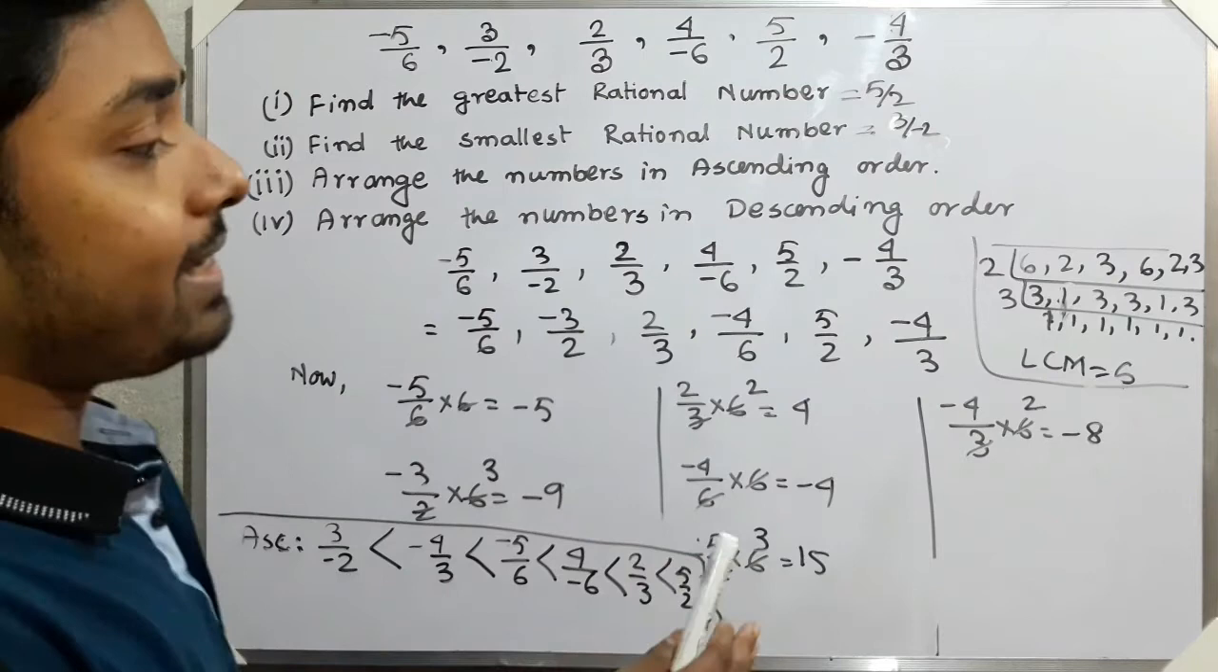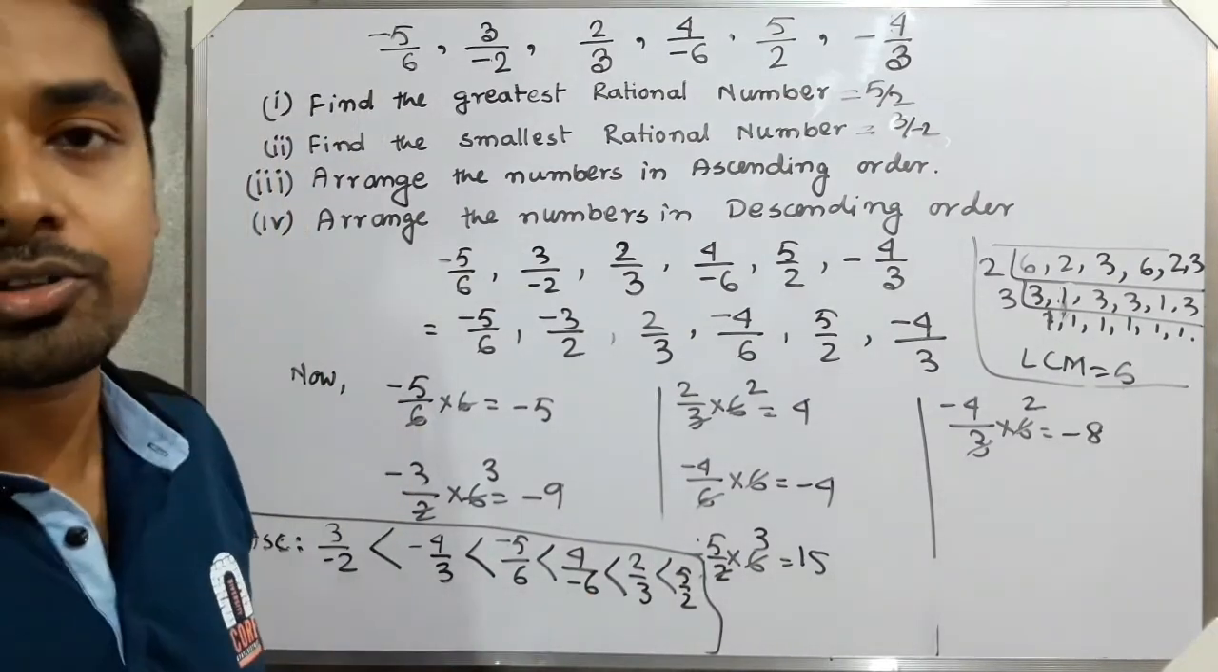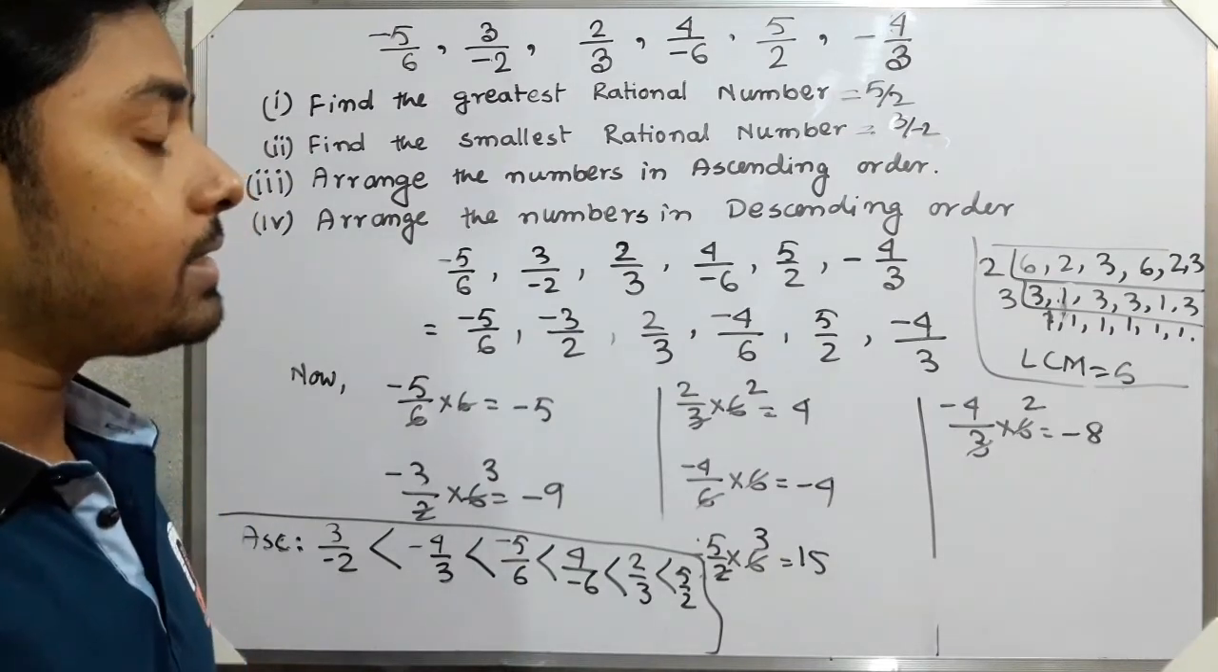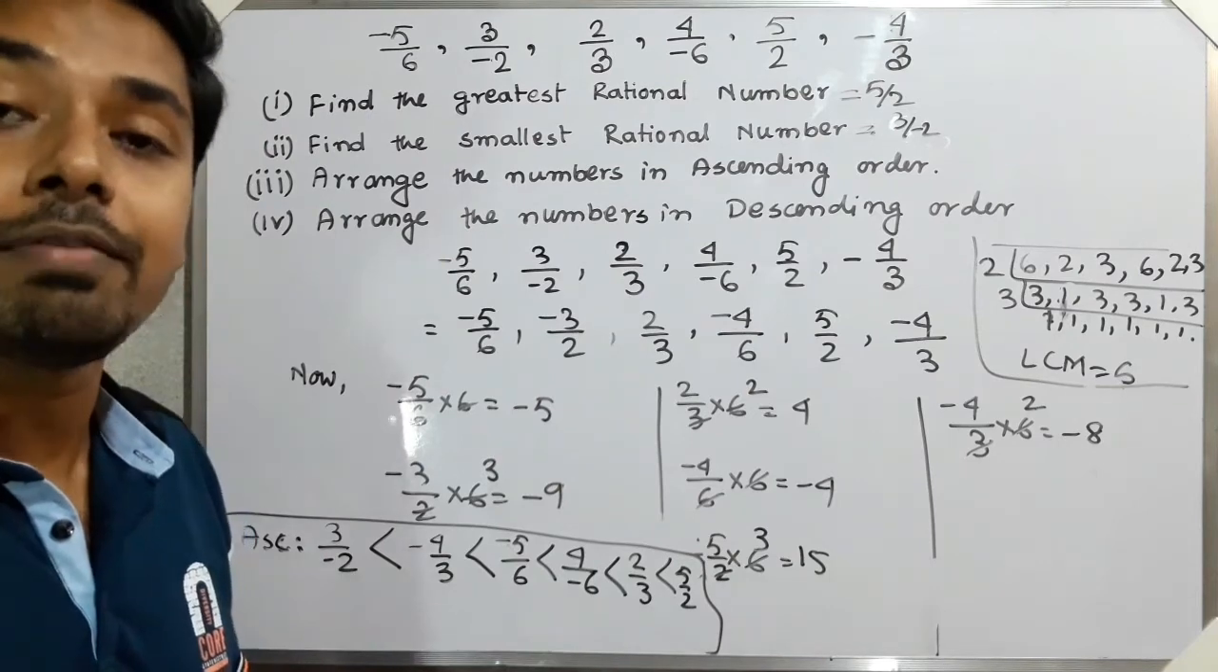And this is the easiest way. In my thinking, this is the easiest way for students also. Okay, and this is the comparison of rational numbers.